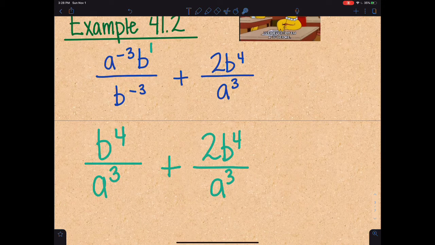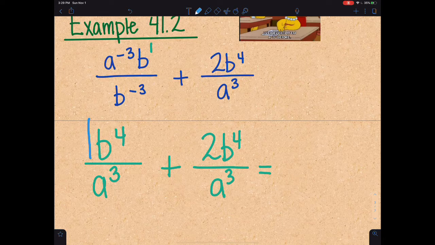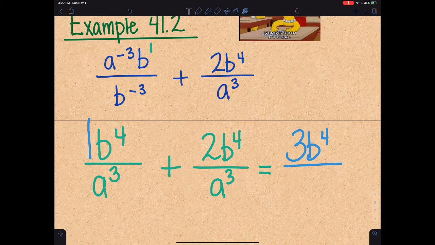And then I notice I've got like terms again. I've got an a cubed on the bottom and an a cubed on the bottom. So can I put those together? Yes, I can. So this also, we have like terms on the top because we have b to the 4th and b to the 4th. So this is the exact same thing as saying 1b to the 4th plus 2b to the 4th is 3b to the 4th. And then on the bottom, we just have these a cubed and a cubed. So we're not going to change anything there. It's still a cubed.